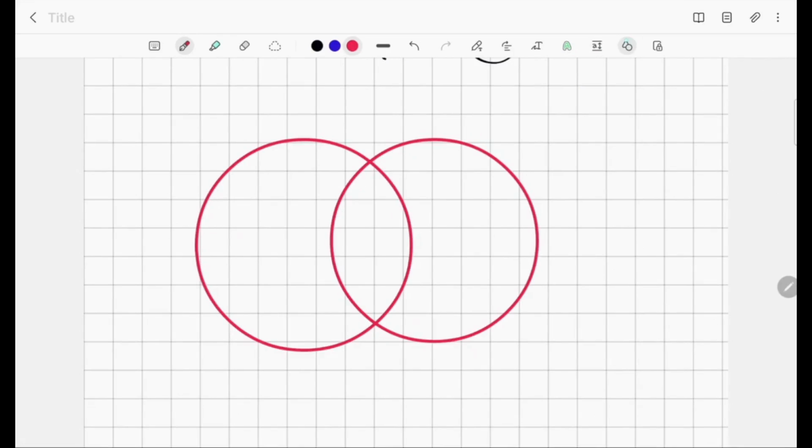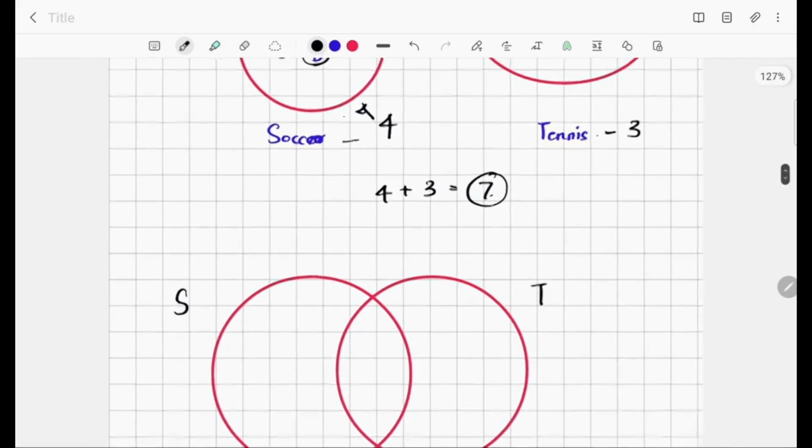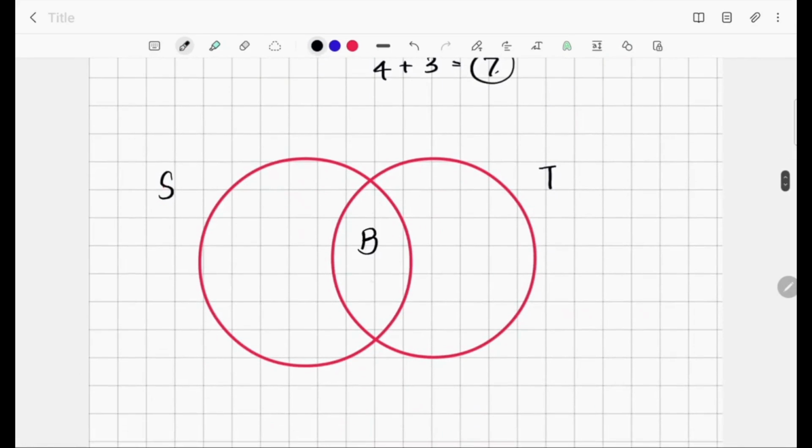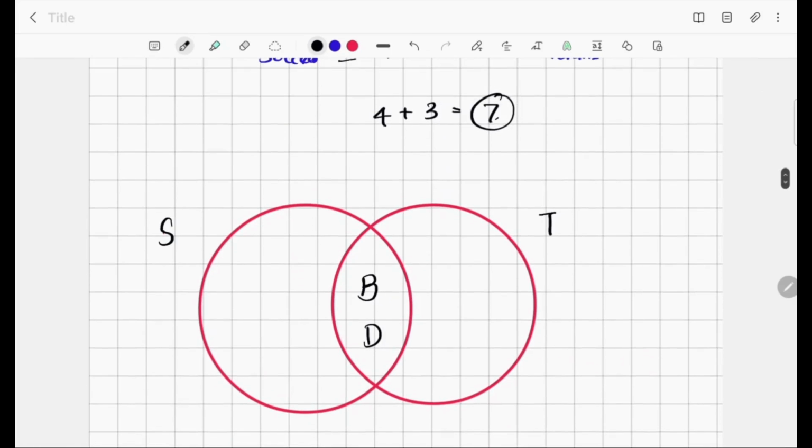Okay, so we'll say this is soccer and this is tennis, and obviously we know that B and D come in this. Why? Because they like both soccer and tennis. What's the number? The number is 2. 2 of them like both. Okay, now we know the number for soccer. 4 friends like soccer and 3 friends like tennis.